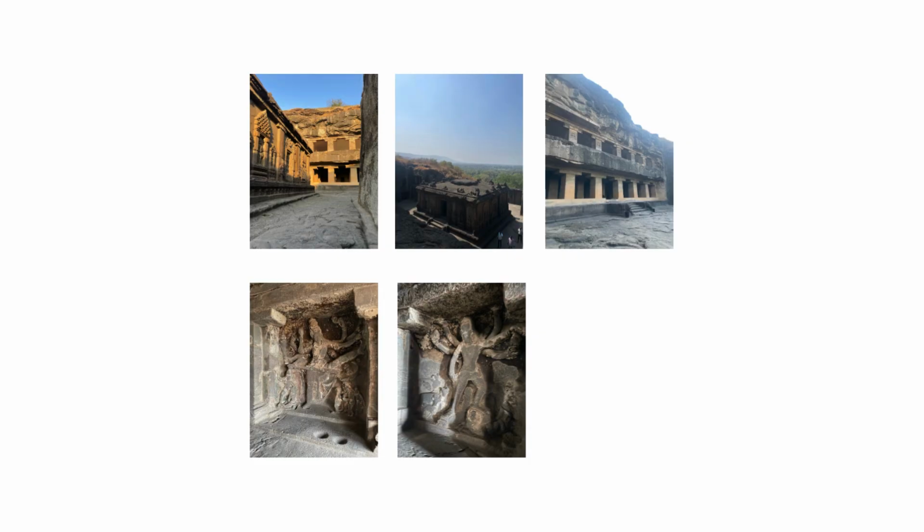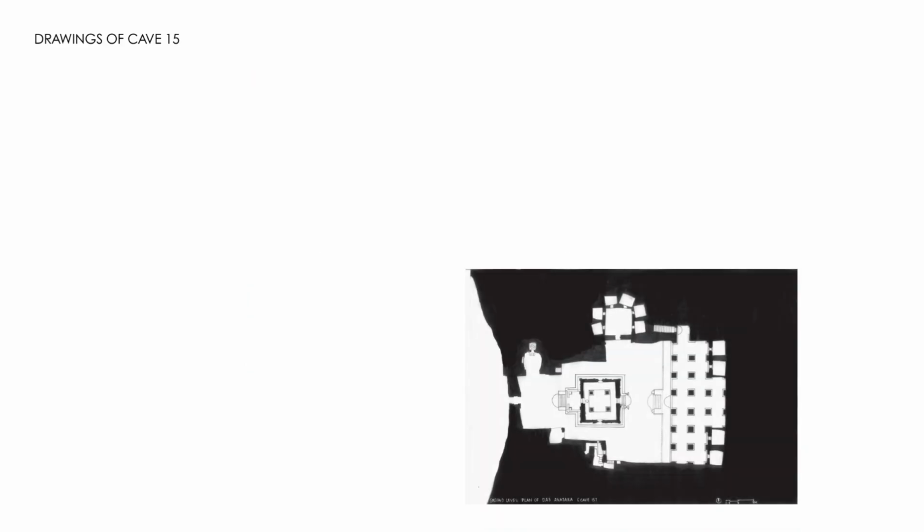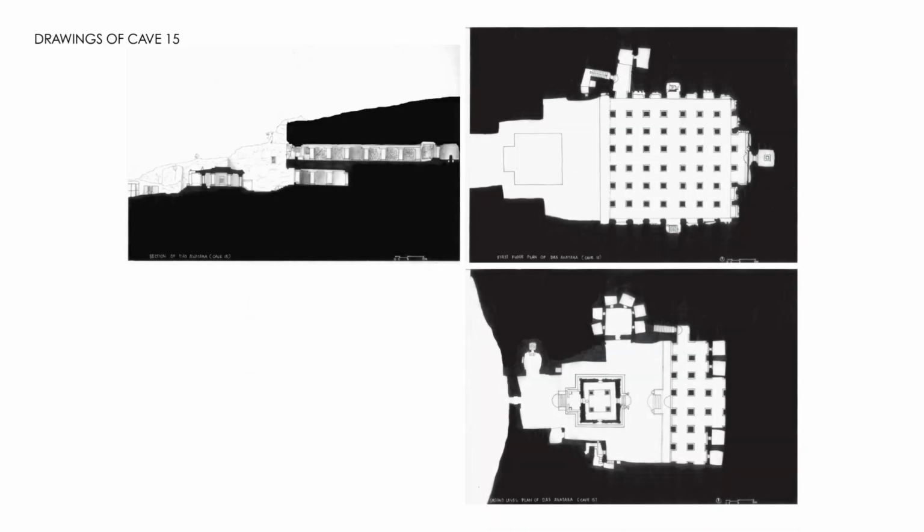Each student was then assigned a cave from Ellora to study in depth. I was given Cave 15, the Dashavatara cave, located beside the Kailasa temple. This two-level cave narrates mythological stories through its intricately carved relief panels. After studying its plan and sections, we visited Ellora and documented the site through sketches.